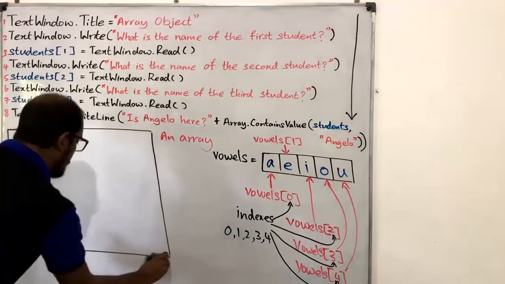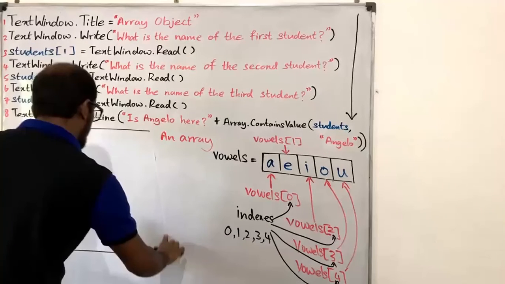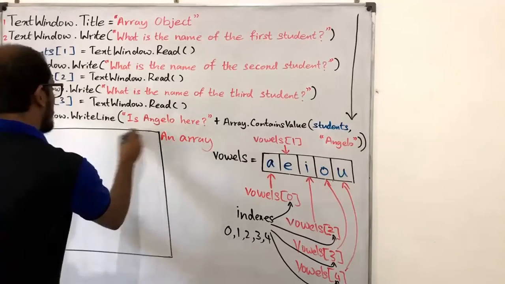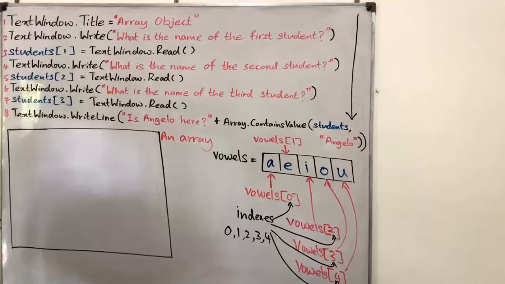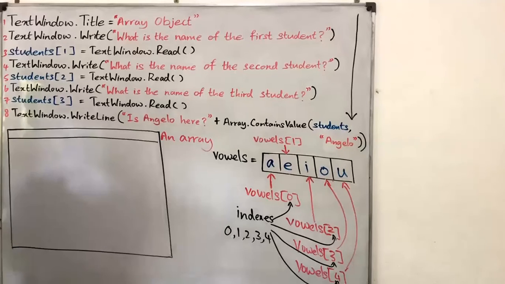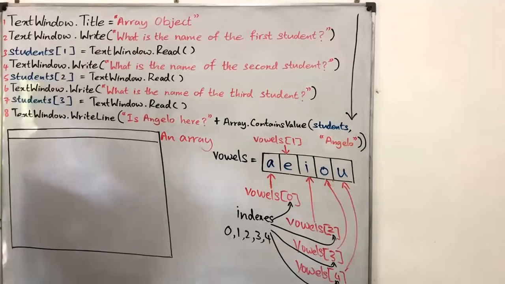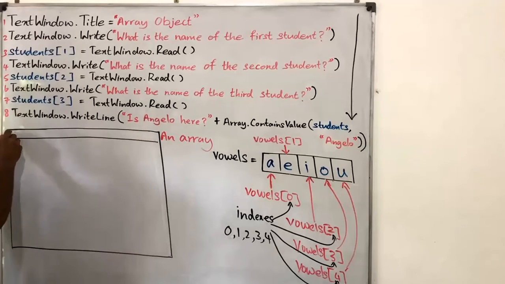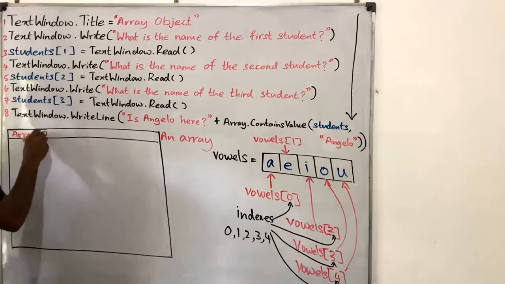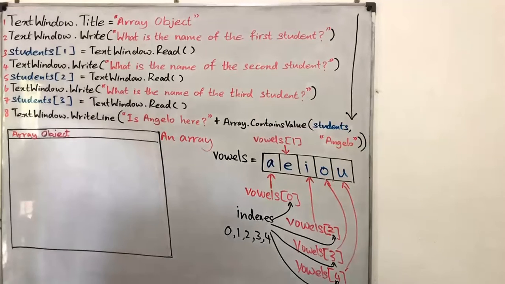This is the text window. Okay, now this is the title bar. So text window, set your title as array object. It means the text window is setting its name or title as array object.